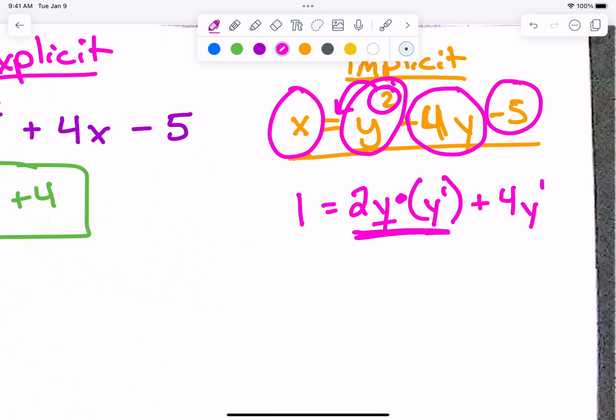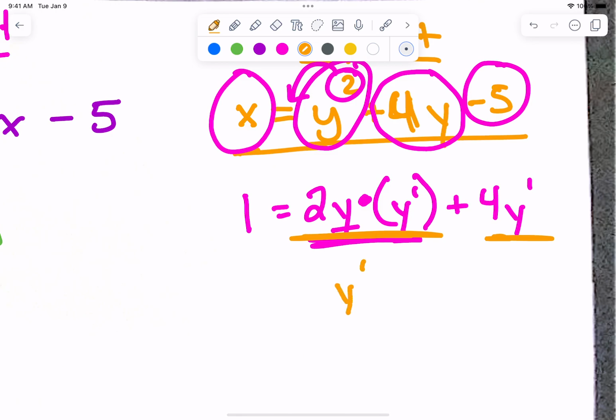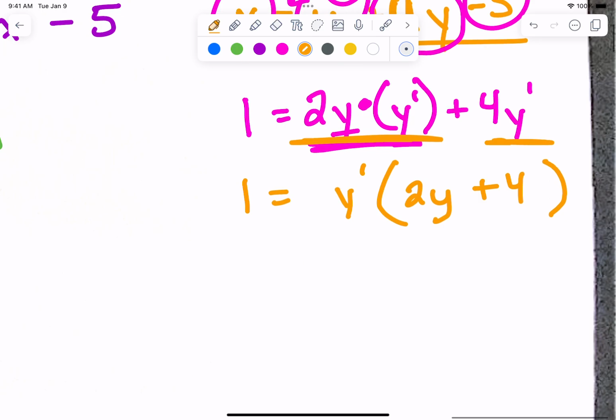What's the derivative of negative 5? Nothing. Gone, okay? So now one thing I notice is that this guy and this guy, there's 2 pieces on that side and they both have a y prime, right? So I'm going to pull a y prime out in front, and if I take y prime out in front, I have 2y plus 4. Got it? Make sense?